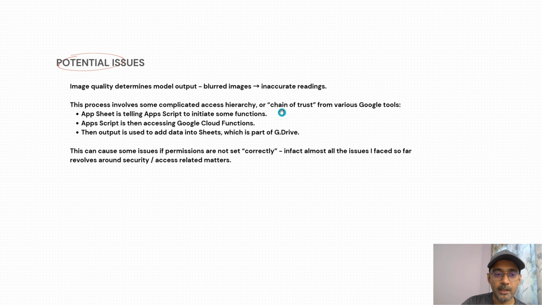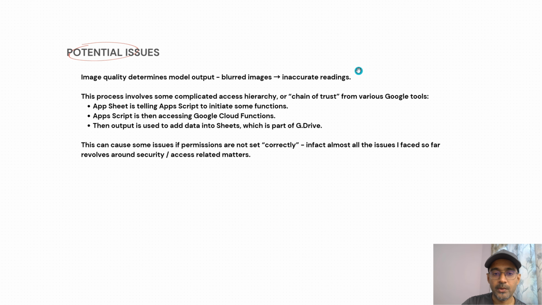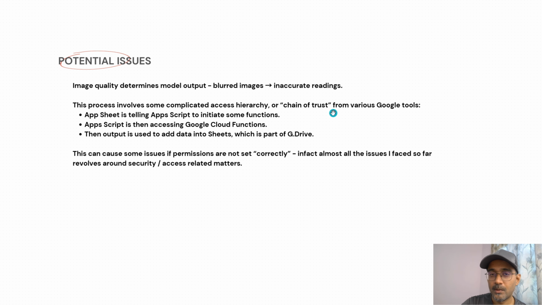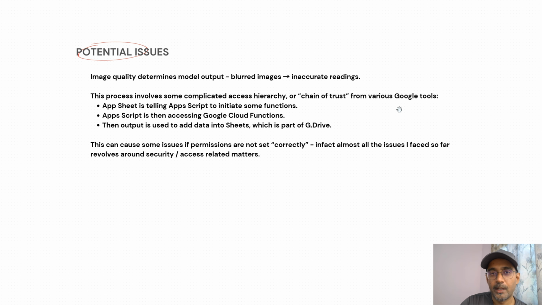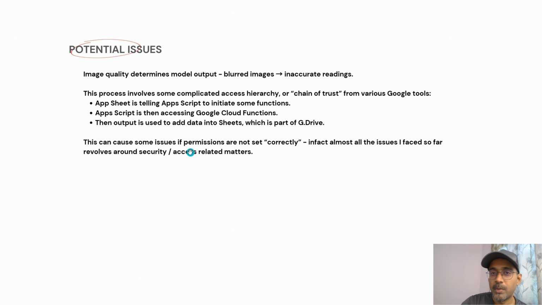Also, like I mentioned just now, this process has a lot of different applications with back-and-forth communication. It's all Google apps and Google tools, but they are still different applications and different services. Because of that, sometimes it tends to have issues with access, hierarchy, and chain of trust. Google is kind of known for this, and they have it for a good reason, because security and safety are a top priority for them. In most cases, when I face issues, it's not because of the code or the technical part. It's always permission issues.